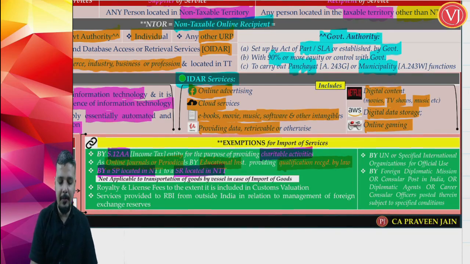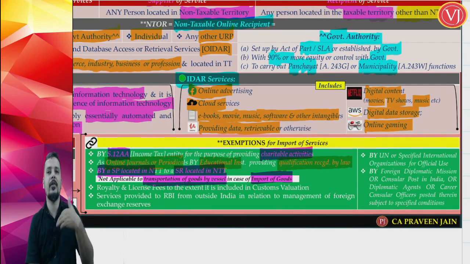But this exemption will not be applicable for the point that we are going to see in some time, transportation of goods by vessel in case of import of goods. That we are going to see in some time. So that is a special point. Forget about that. So the first exemption is recipient is section 12AA category, charitable activities.